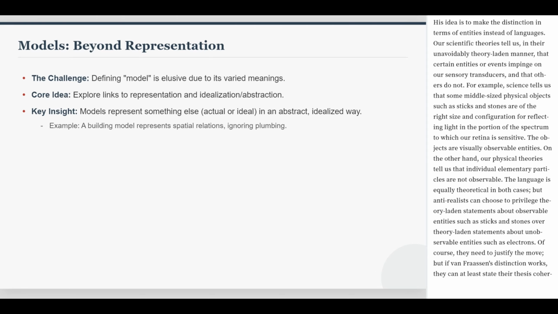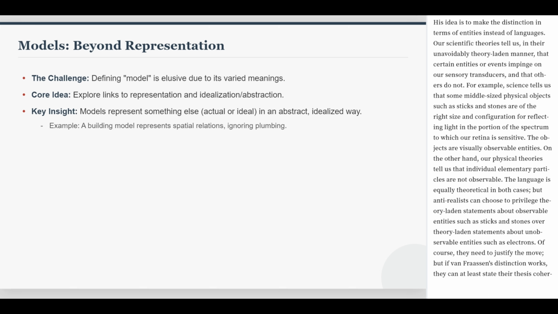So, picking up from our discussion on scientific measurement and mechanism explanation, we naturally arrive at the tools scientists use to understand these mechanisms, models. Now, the word model itself is a bit of a slippery fish, isn't it? You hear it used everywhere, but trying to nail down one single perfect definition, good luck with that. It's like trying to define art. Everyone has an opinion, and they're all different.